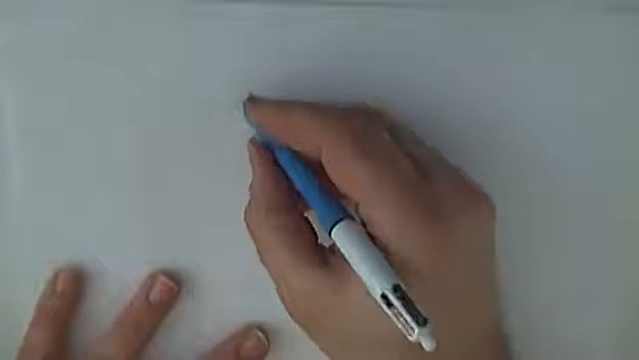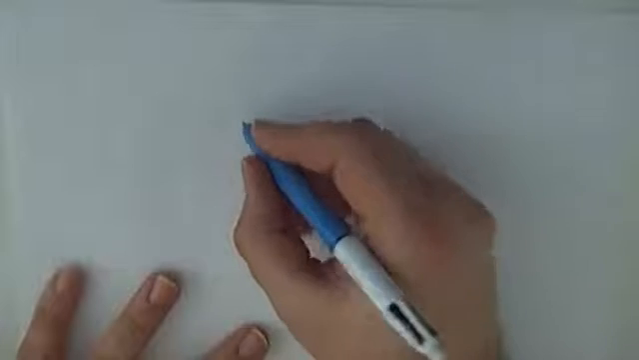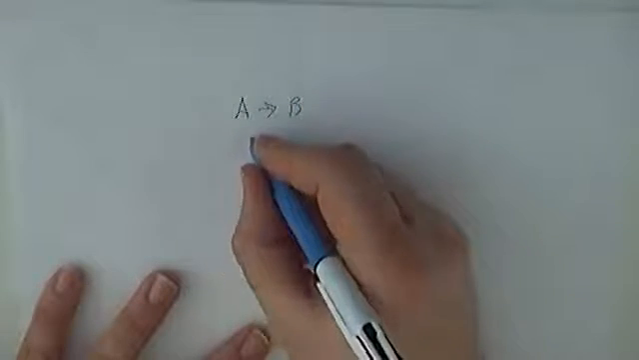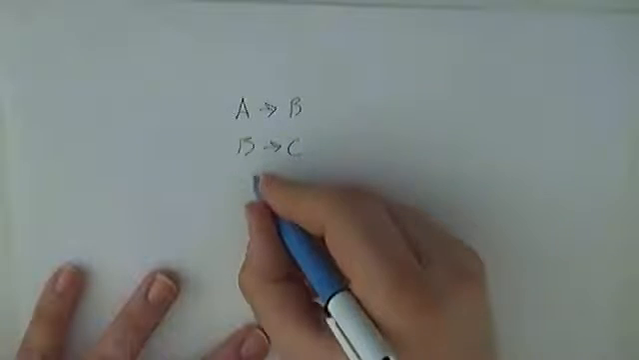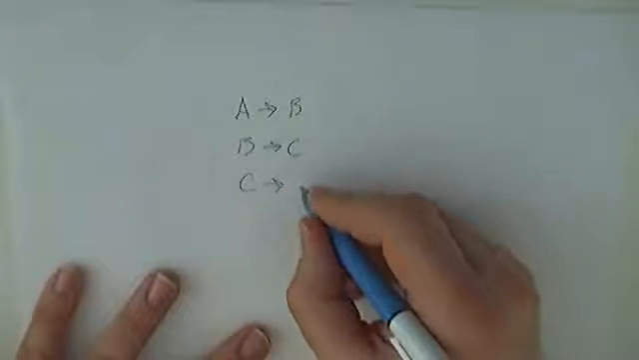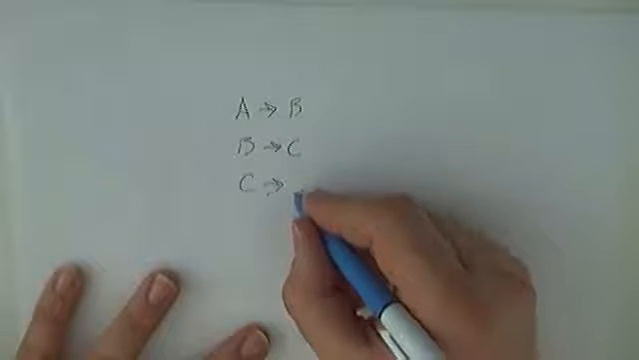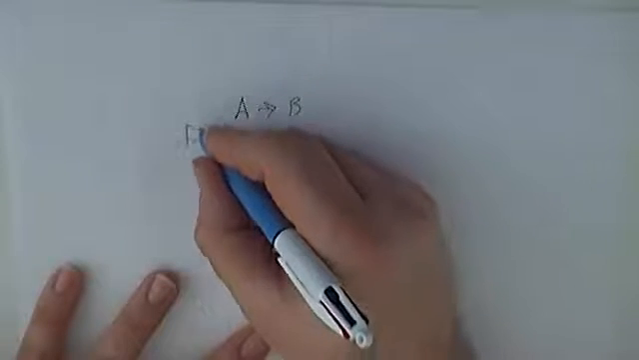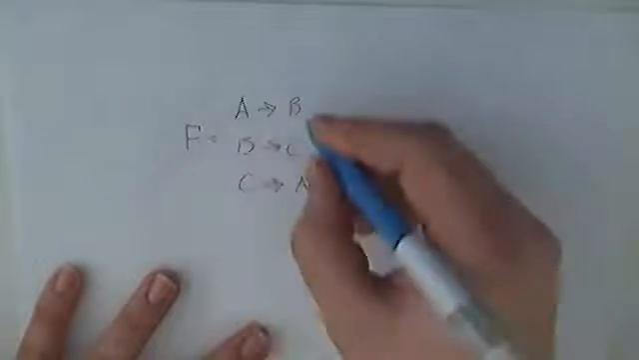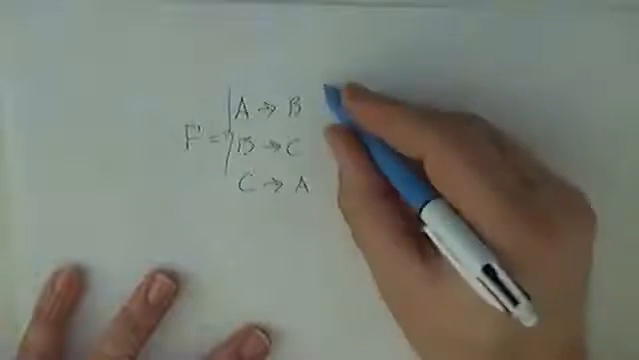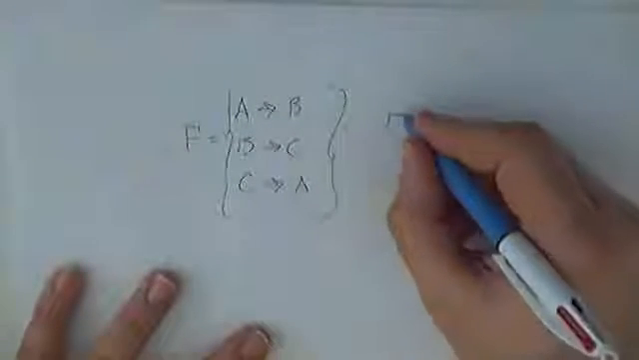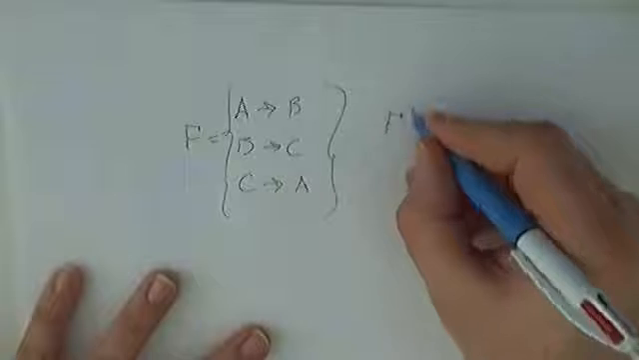Okay, so this is a good question. The question is, what happens if we have, let's say, the functional dependencies A goes to B, B goes to C, and C goes to A. These are our functional dependencies. That set. And now what we want to do is compute F plus.